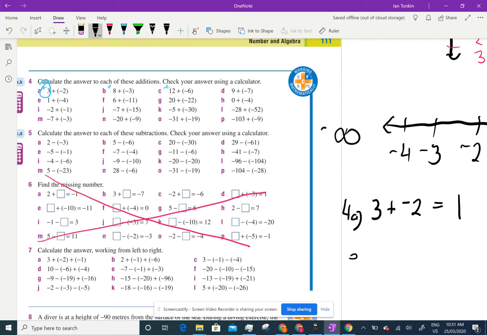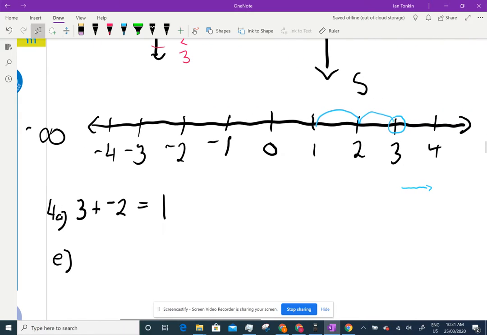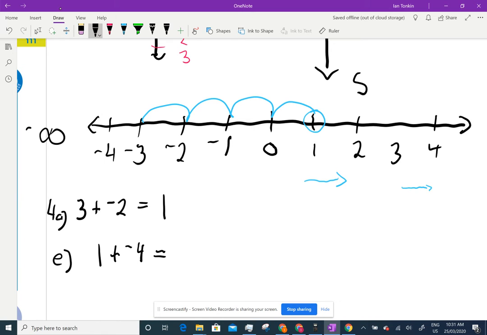Question 4E, because I need a smaller one. We're at 1, so this time I'll get rid of this. We're at 1, that's where we're starting. We're adding, so we're facing that way, and it's negative 4. So we've got to go 4 steps to the left or 4 steps backwards. 1, 2, 3, 4. Oh, 1 plus negative 4, where did I end up? Negative 3.